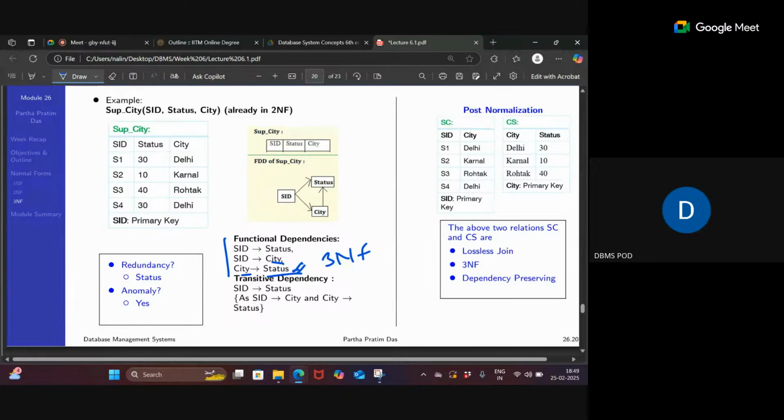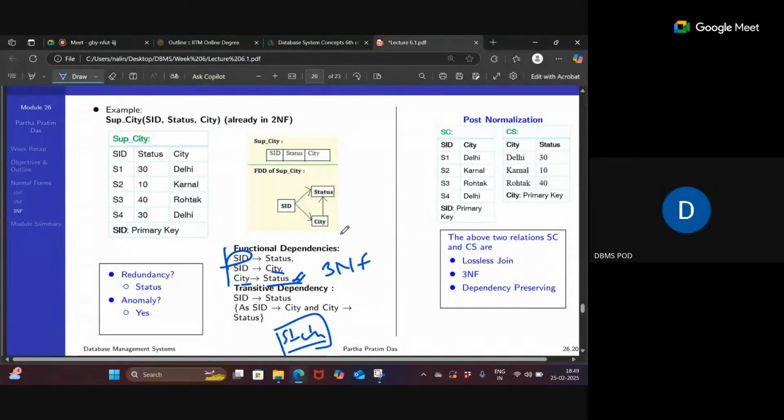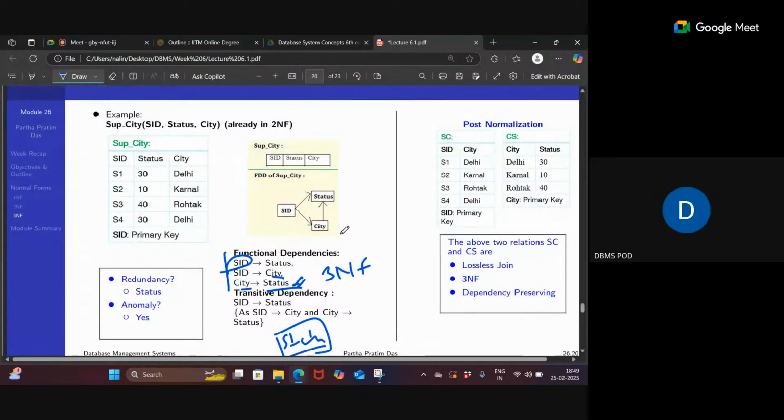Or you can do A minus X. So status minus city is status, and you can check whether status is part of the candidate key. No, status is not part of the candidate key, only SID is there. So it is not part of the candidate key. By this way also you can check. So this relation is not in 3NF. Okay, how can we decompose it? We can keep city and status in one table, and the other things, SID, sorry, what are the other things?